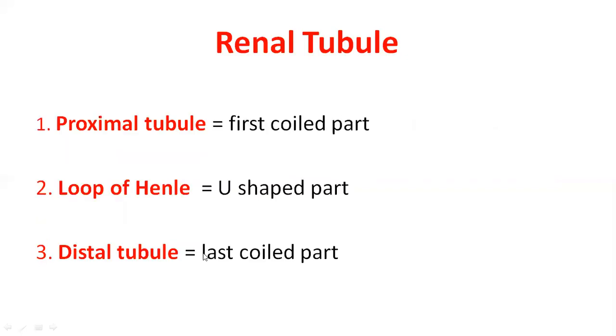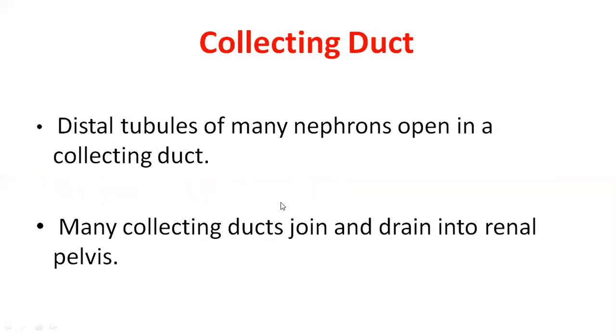So this was the second part of nephron, and these are the 3 further divisions of the renal tubule. Okay, the proximal tubule is the first coiled part of the renal tubule. The loop of Henle is a U-shaped part of the renal tubule. And the third one, the distal tubule, is the last coiled part of the renal tubule. After the renal tubule, we have another structure termed the collecting duct. So distal tubules of many nephrons open into a collecting duct. This will be very clear through a figure.